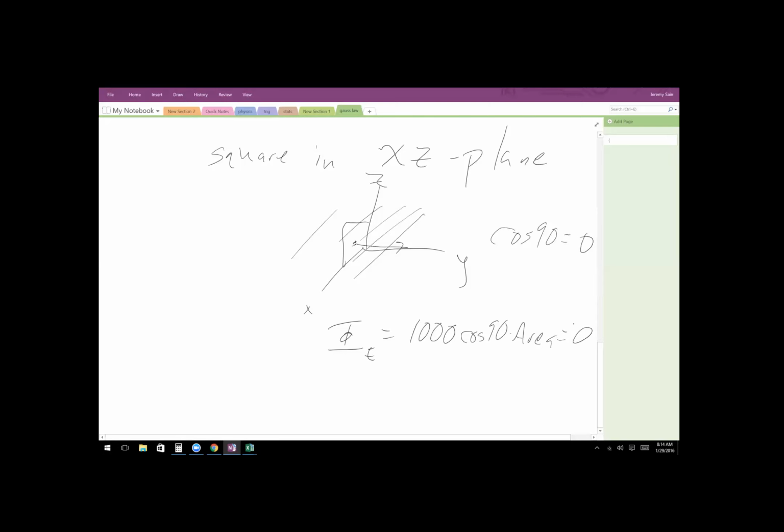And that kind of makes sense because if you think about it, the square is sitting here up on its side. These lines, none of them are actually going through the square. It's like they're all skidding past it. So that's kind of the idea of what this flux is. It's like how much of the lines actually pass through the surface you're going through.